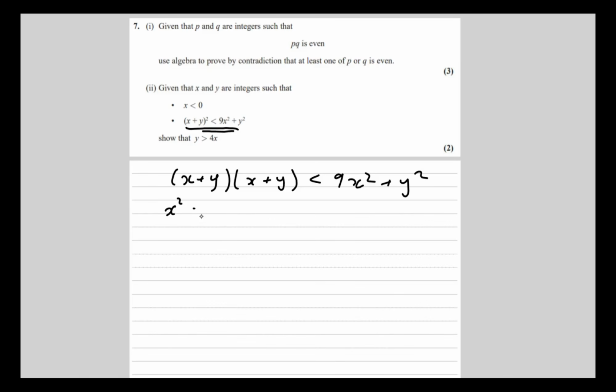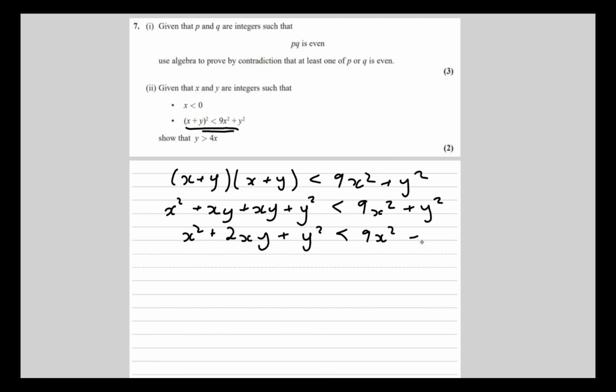So we've got x squared plus xy plus xy plus y squared from expanding the brackets. So we have x squared plus 2xy plus y squared is less than 9x squared plus y squared. Our y squareds are going to cancel, and we can take an x squared away from both sides. So we've got 2xy is less than 8x squared.